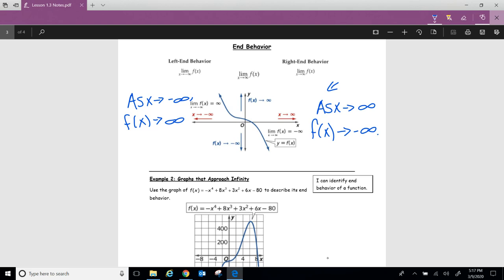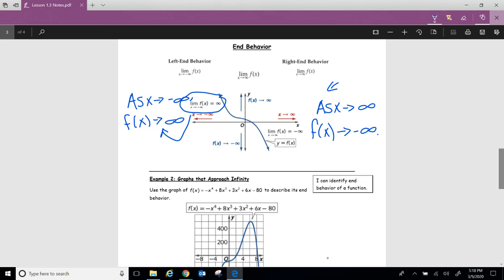So as x goes to negative infinity, we're going to say the limit as x goes to negative infinity of f of x, of my y value, is equal to infinity. So this is the limit notation that says the same thing as this guy here. And over here, the limit as x goes to infinity of f of x is equal to negative infinity.